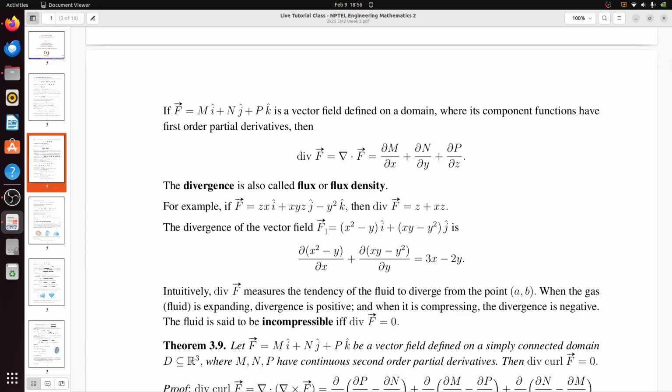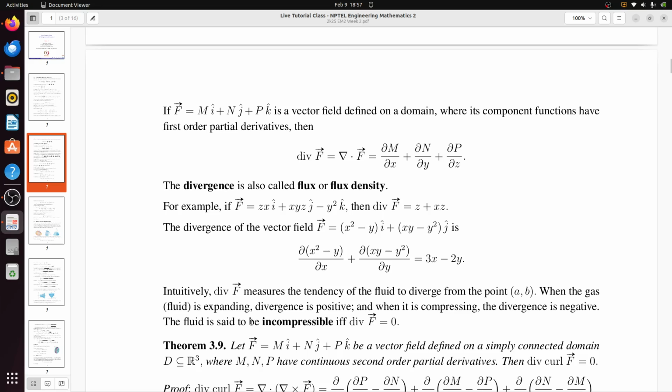Now if you have only the i component and the j component, then the divergence will be del/del x of x² minus y plus del/del y of xy minus y². The answer is 3x minus 2y. Intuitively, divergence of F measures the tendency of the fluid to diverge from a point. When a gas or fluid is expanding, divergence is positive. When it is compressing, the divergence is negative.